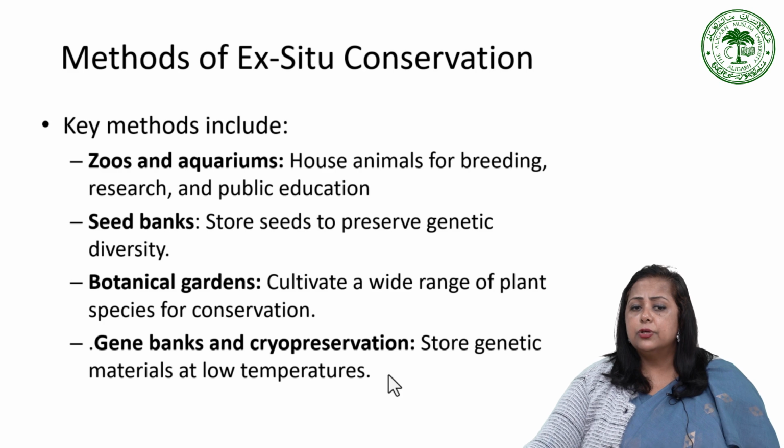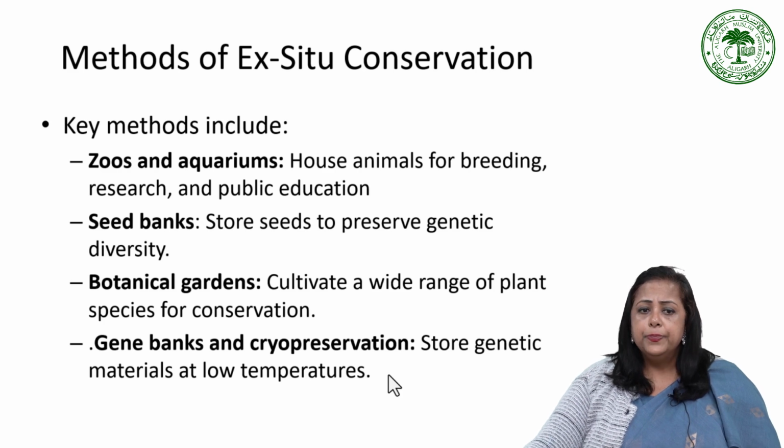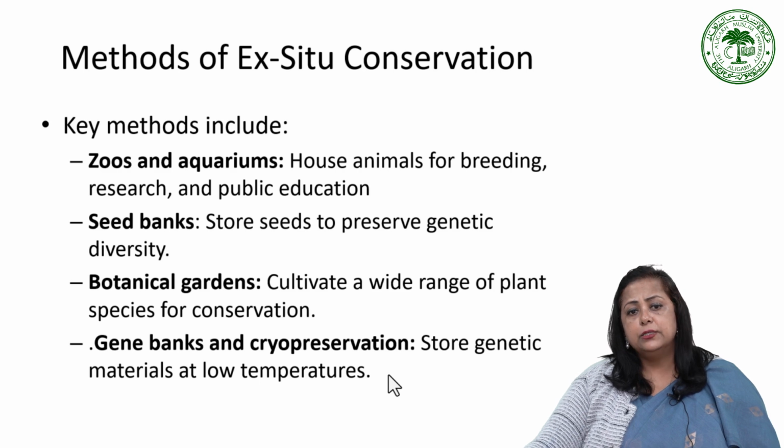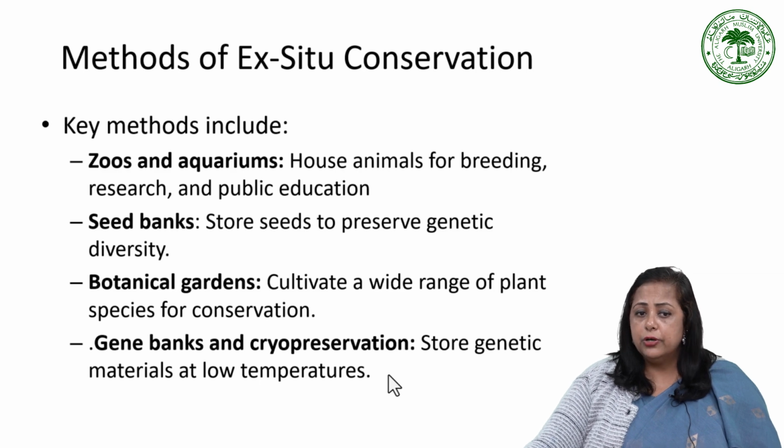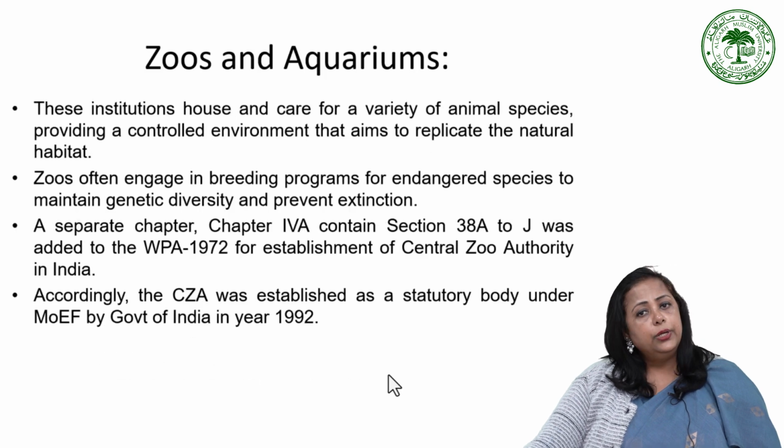There are different methods of ex-situ conservation: zoos and aquariums, seed banks, botanical gardens, gene banks, and cryopreservation. And of course, when talking about zoos and aquariums, we will be discussing captive breeding programs. So let's start with zoos and aquariums.